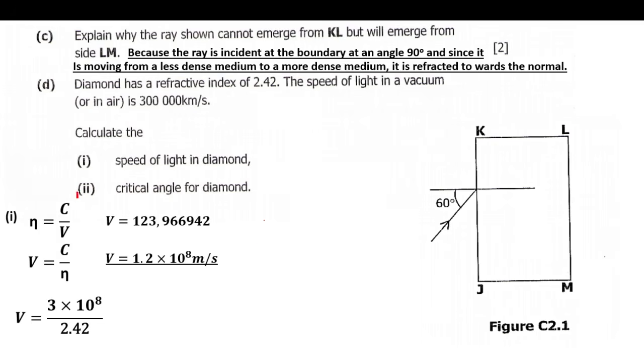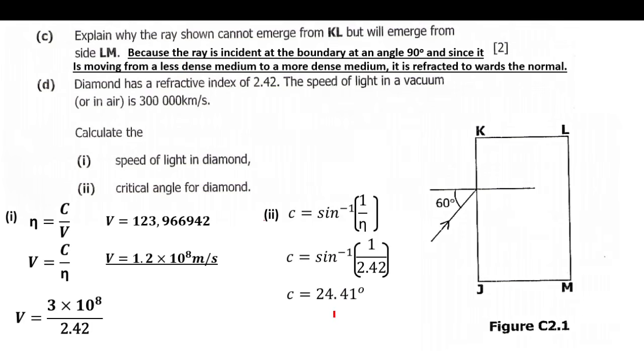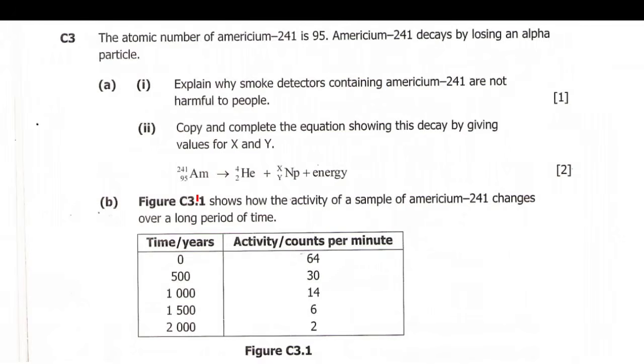So let's go to 2. They are saying critical angle, so we calculate the critical angle. So as usual, critical angle is equal to sine inverse of one over refractive index. So we'll substitute refractive index is 2.42 of diamond. Then after doing everything, the answer goes to 24 degrees. So let's go to the last question, which is C3.